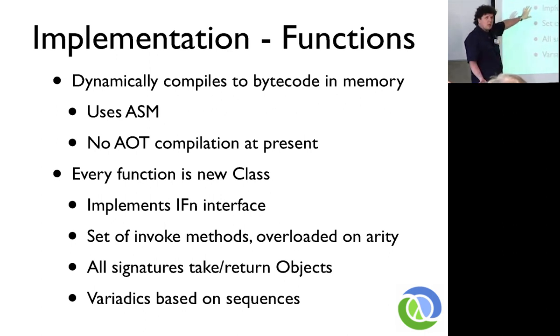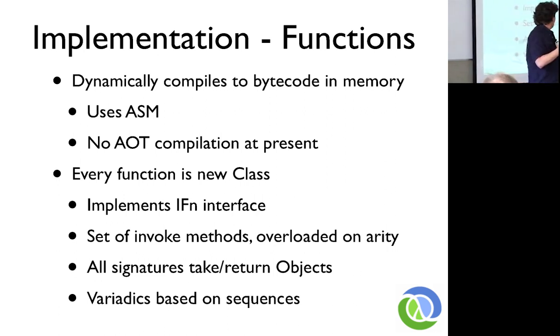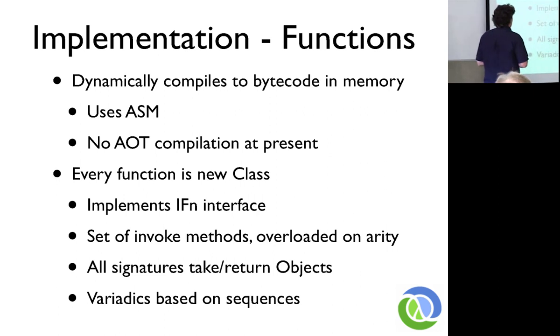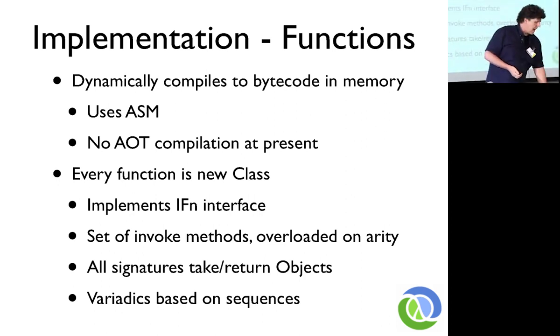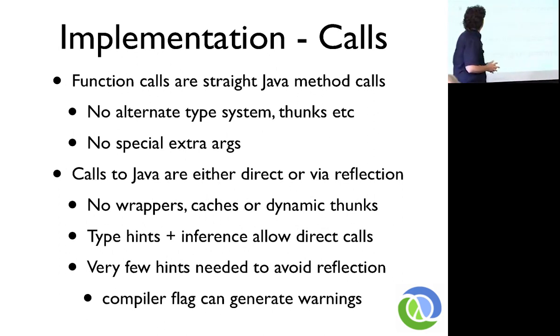Every function turns into a class. One interesting thing I think about Clojure is that those function objects actually have an overloaded arity. So you can pass a function object that has multiple methods with different arities. So it doesn't do any arity munging together, and it can be very fast. You can pass a function that might be called with 2 arguments or 3, and they'll both be as fast as possible. All my signatures take and return objects. What's cool is my variadics are built on those sequences. So you can write a function and pass it an infinite set of things, and as long as it doesn't try to use them all, it will work.